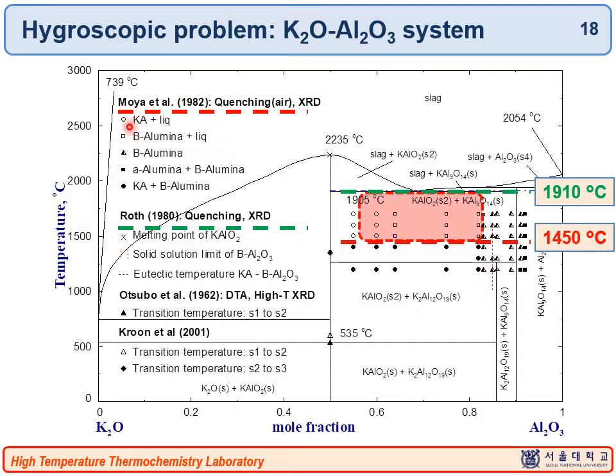So for example, Moya et al. reported that they found the liquid phase above 1450 degrees Celsius, and Ross et al. mentioned that they found the liquid phase only above 1910 degrees Celsius. So in order to resolve this kind of inconsistency, we performed our own experimental phase diagram experiment using the sealed platinum capsule again.